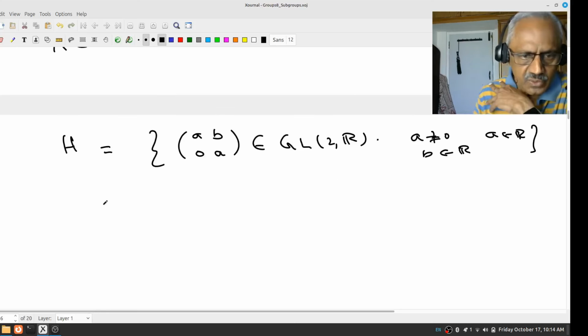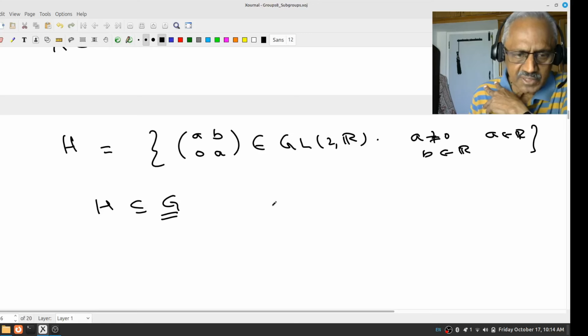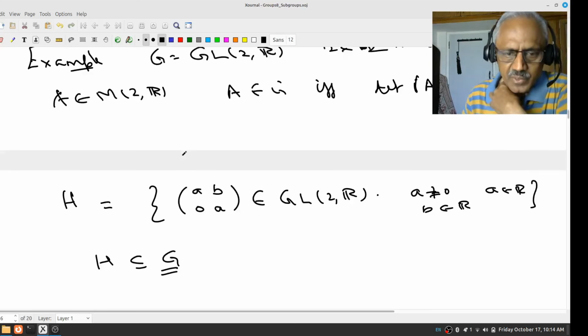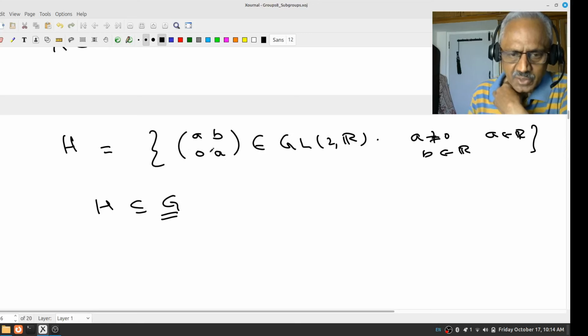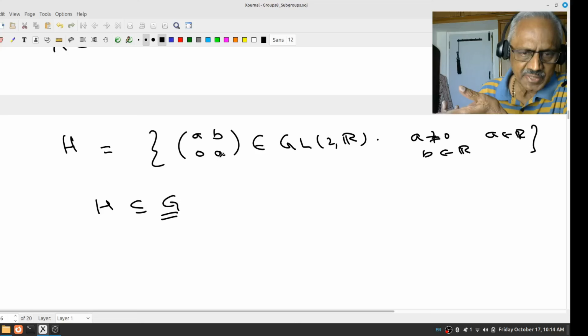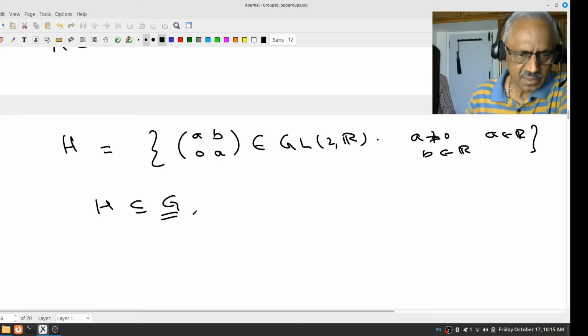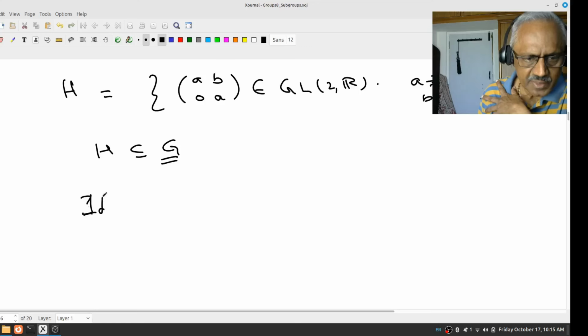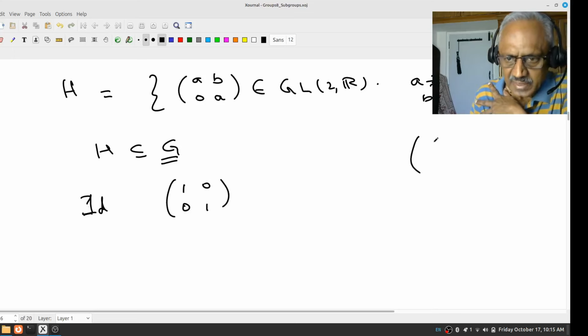So this H is a subset of G, right? What is it that I have to check? I have to make sure it is invertible. So when is it invertible? If and only if the determinant is non-zero. What is the determinant? A squared. Since A is non-zero, the determinant of any element here is non-zero, and hence H is a subset of G. Is that clear? Does the identity matrix, 1 0 0 1, belong to this? So if you give me a matrix, let us say something like X Y Z W, when does it belong to this? Suppose this belongs to GL2R.